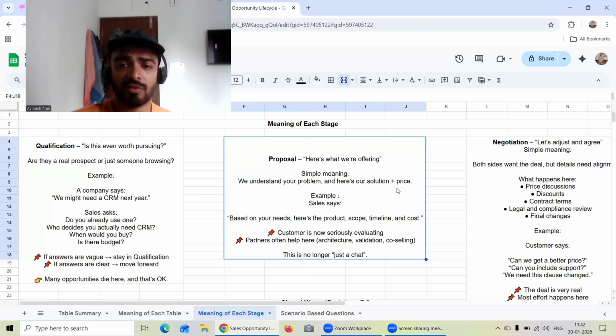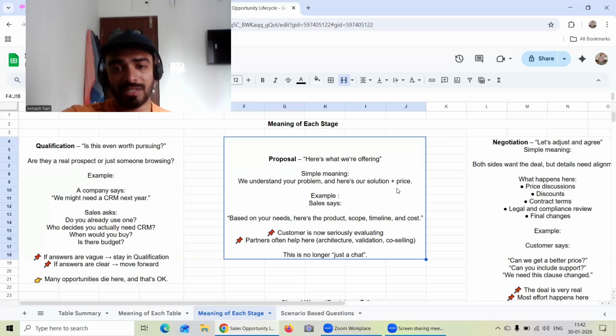So here's what we are offering. Simple meaning, we understand your problem. Here's our solution plus price. For example, the sales is based on your needs. Here's the product scope, timeline, and cost. So whatever the need is, we understand, like the salespeople will understand. Then we'll pitch in whether they want the CMATIX product or not. They will ask this question.